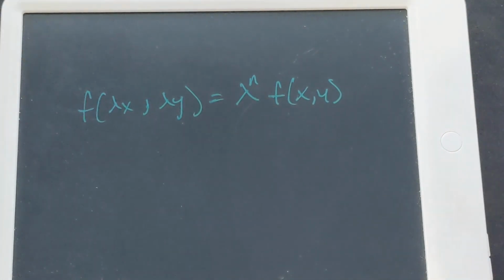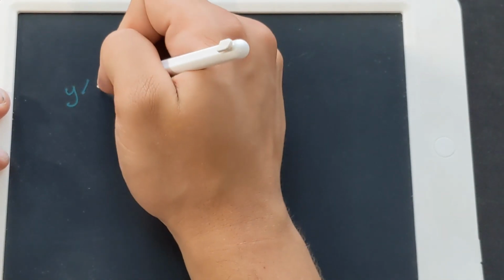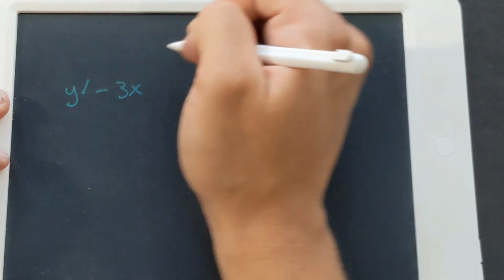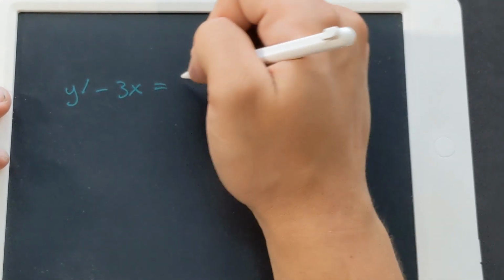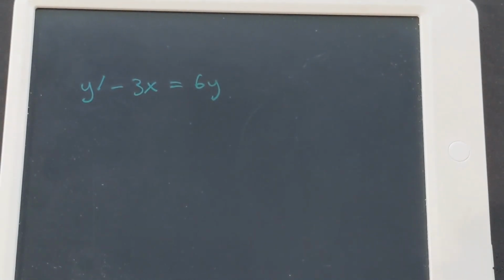So let's go ahead and use an example. We're going to use the function y prime, this is going to be a differential equation example. That's very important for us. So we're going to use the function y prime minus 3x equals 6y.